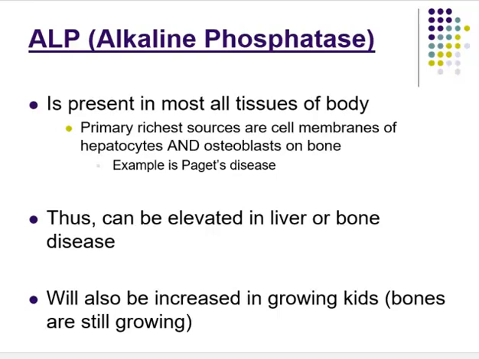ALP is present in most all body tissues. It's primarily richest in the cell membranes of the hepatocytes and osteoblasts in your bones. You will see marked increases of ALP in Paget's disease, which is a chronic condition that causes bones to become deformed and weak. So we will see elevated ALP in liver and bone disease. It will also be increased in growing kids because the bones in children are still growing.